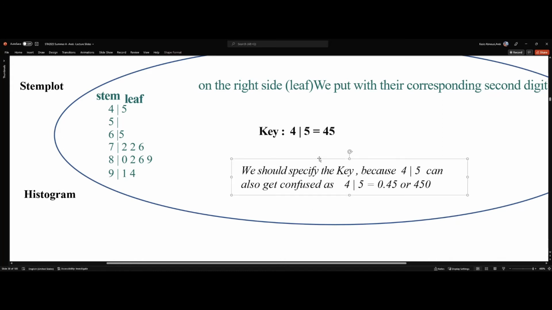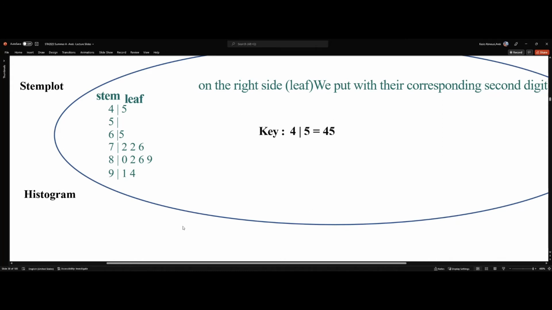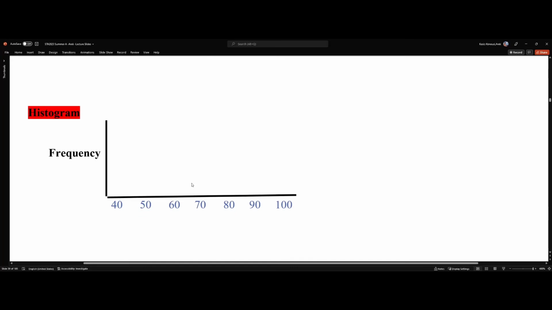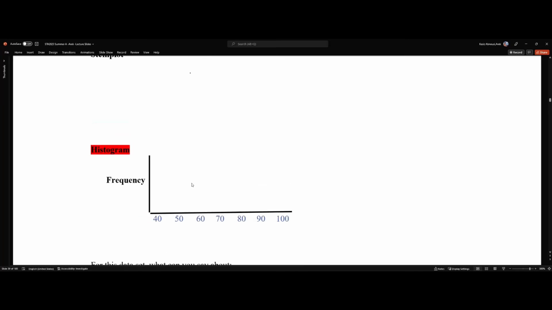Yeah, I mean, you don't have to contain this, but this is the answer. Finally, the histogram, which is used for continuous quantity variables.